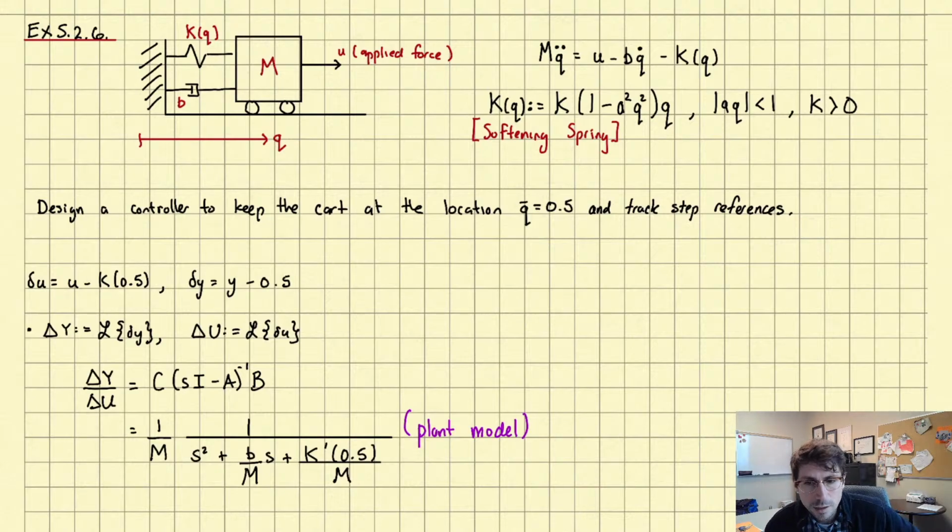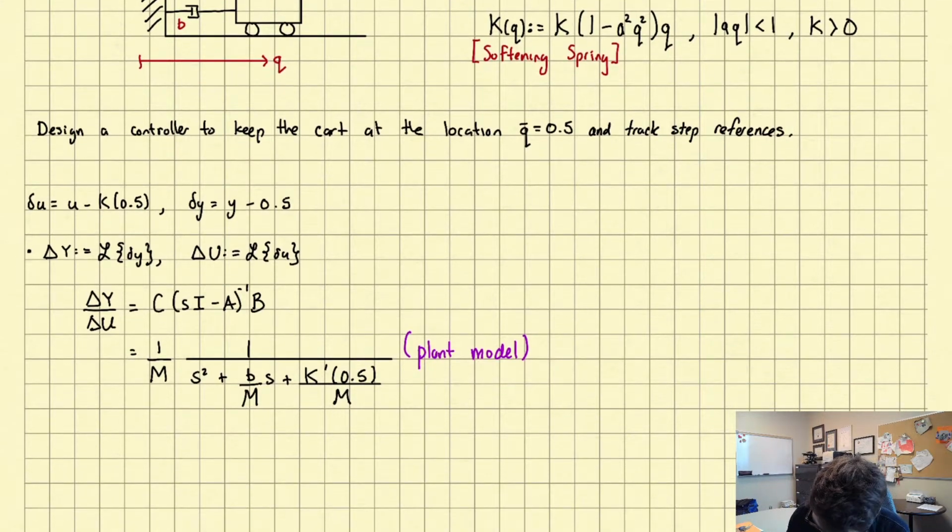Okay, so there's our transfer function model. And now suppose that you go to the lab and you run some experiments. Maybe you take a step response of this system near the equilibrium configuration, and then you do your system identification. I'm going to assume that we've done that to get some numerical values to actually be able to design our controller.